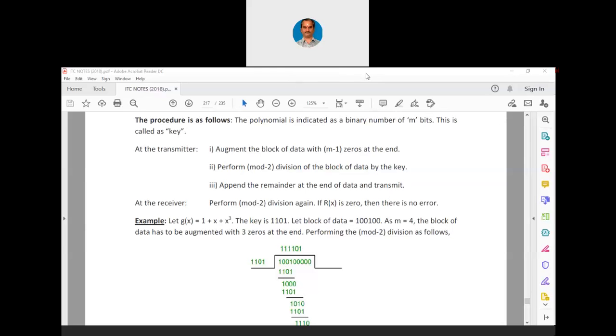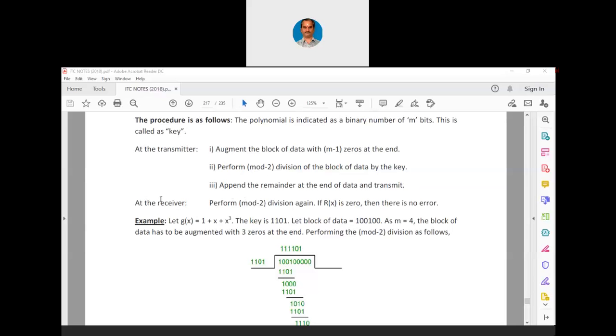So the first step is to augment the block of data with the m-1 zeros at the end. The second step is to perform modulo 2 division of the block of data by the key. We are already familiar with modulo 2 division, but I am going to show you an example anyhow. Finally, append the remainder at the end of the data and then transmit. This remainder is going to be our check bits. Data is 100100 only, and for finding the remainder we do these procedures and then transmit.